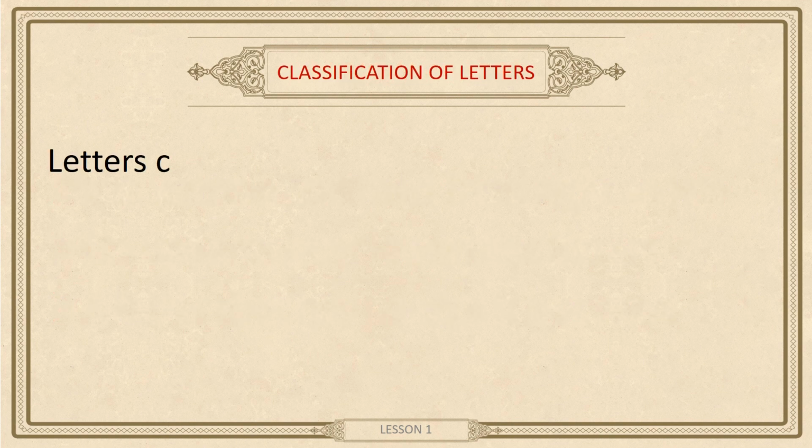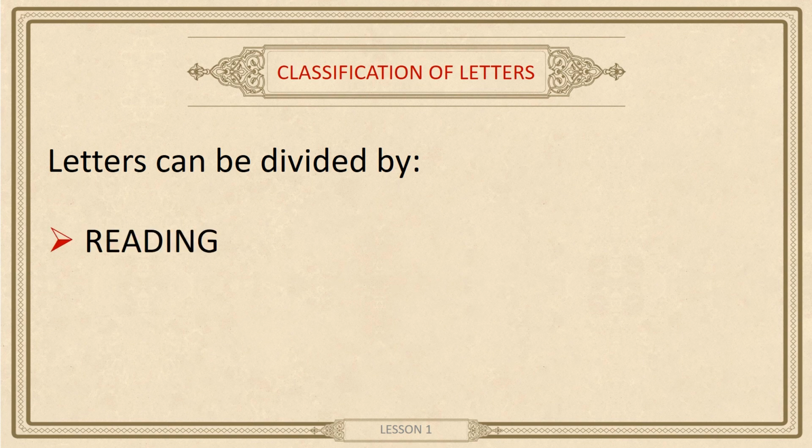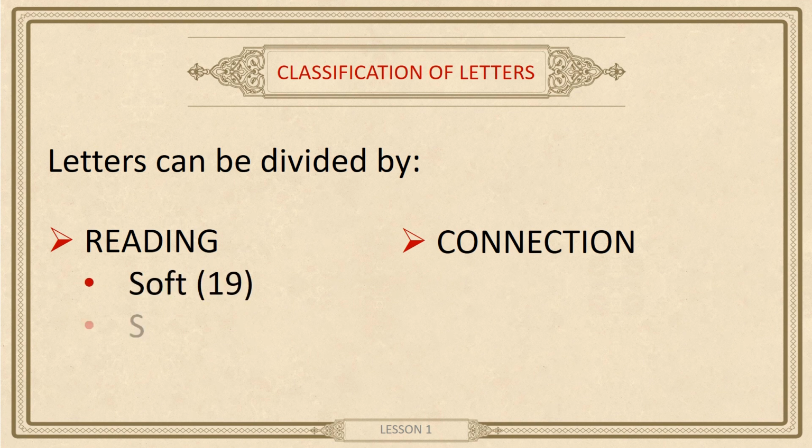We can divide the letters into 2 groups: by reading and connecting. These categories are very important. Upon reading, the letters are also divided into 2 groups: soft and strong. As the name suggests, some are read softer, while others are read somewhat larger and stronger.